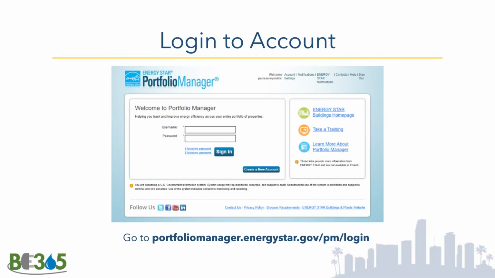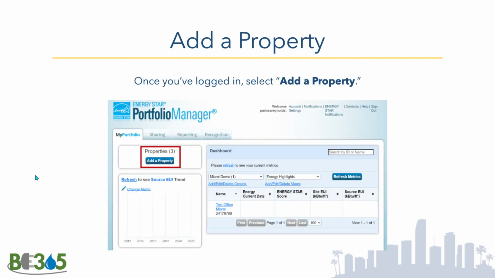To begin, go to the Portfolio Manager login page, which can be found at portfoliomanager.energystar.gov/pm/login. Once you're here, you'll want to sign into your account. If you have not yet created an account, you'll want to watch my video titled How to Create an Account in Energy Star Portfolio Manager. Once you log into this page, select Add a Property.